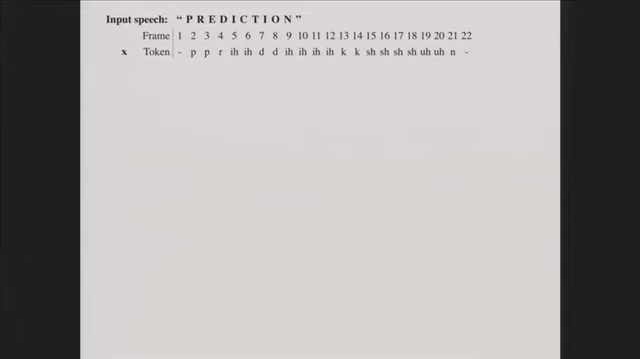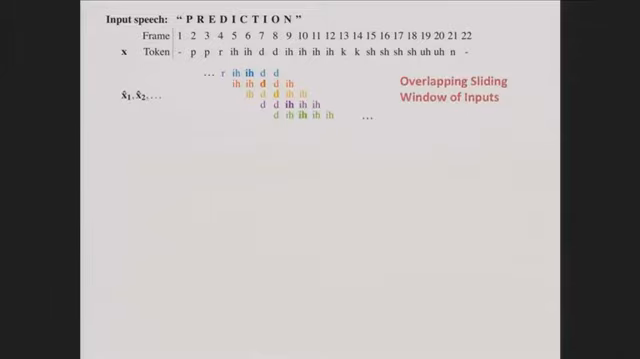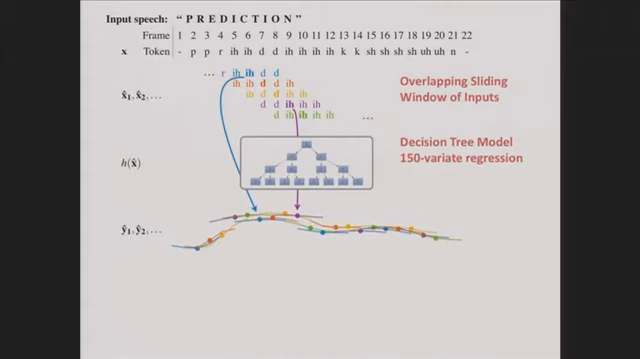And so motivated by these two observations, we proposed a very simple approach that in some sense isn't even an imitation learning approach. It's called an overlapping sliding window approach. So what we do is we first decompose the sequence of inputs into a sequence of fixed length overlapping sliding windows of inputs. We feed that into a black box model, in this case, a decision tree. We've also tried neural nets, and which predicts a fixed length sequence of outputs. In this case, let's say length 5.